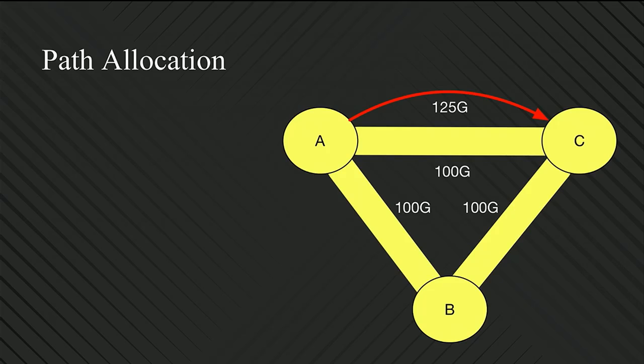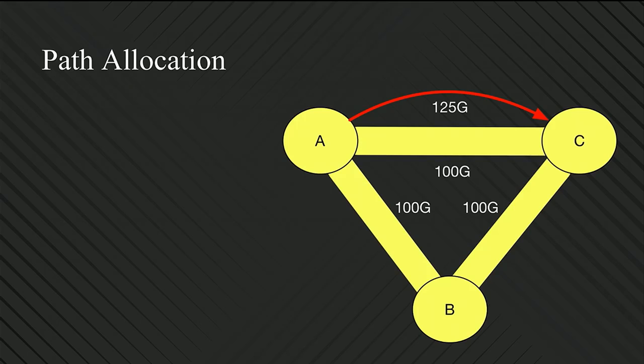Imagine we have 3 data centers again, A, B, and C, and they're connected by a 100 gig link with roughly equal RTT. And suppose we want to carry 125 gig of traffic from site A to C. Using traditional IP routing, this is impossible because they'll take the direct path and 25 gig will be dropped. But with MPLS-TE, we can actually do this.